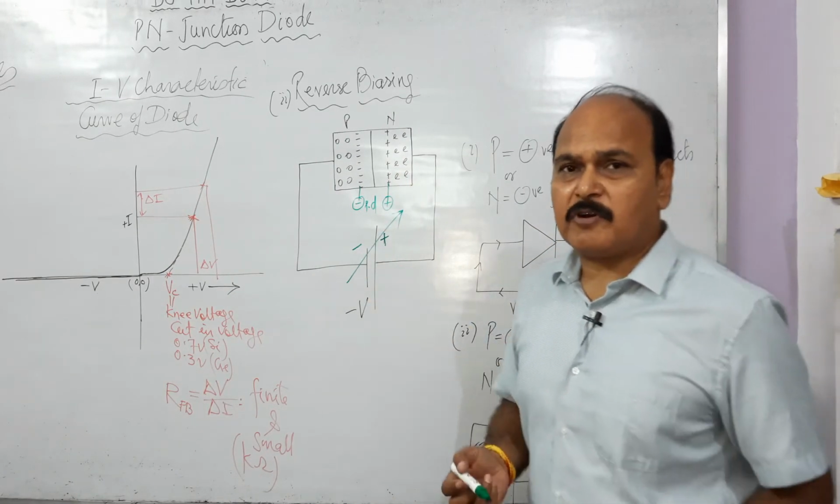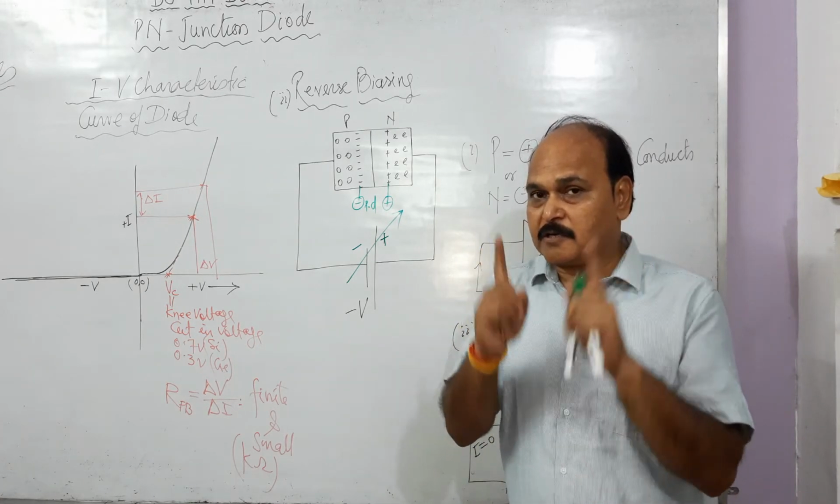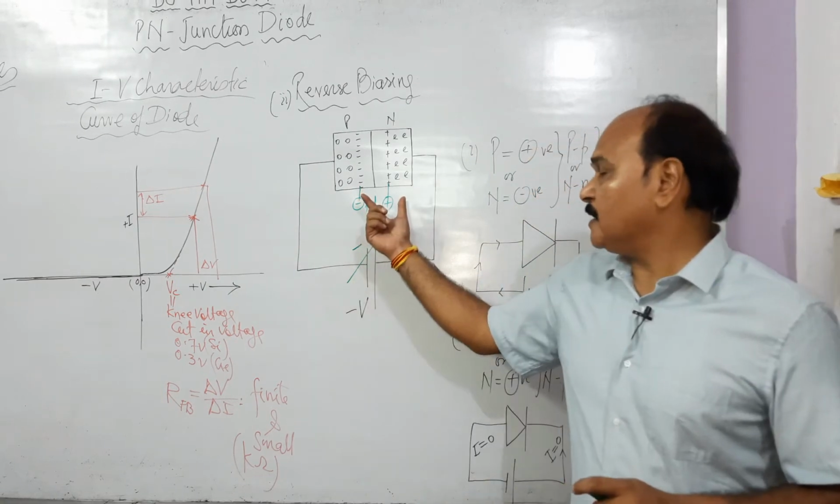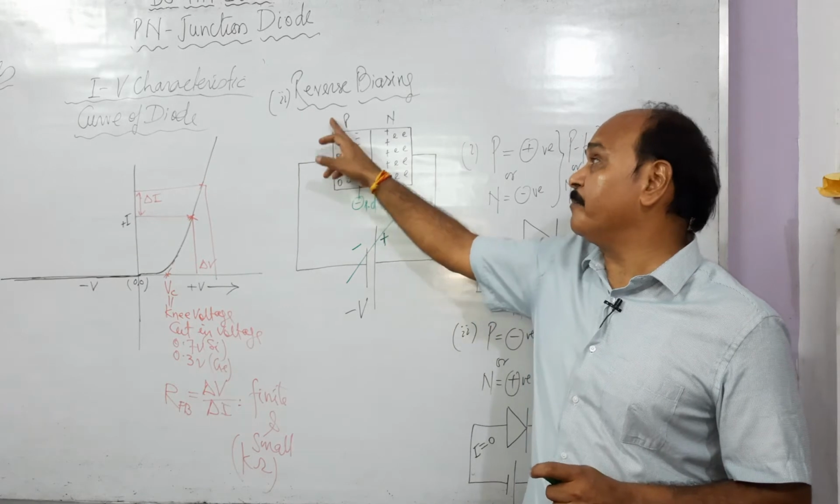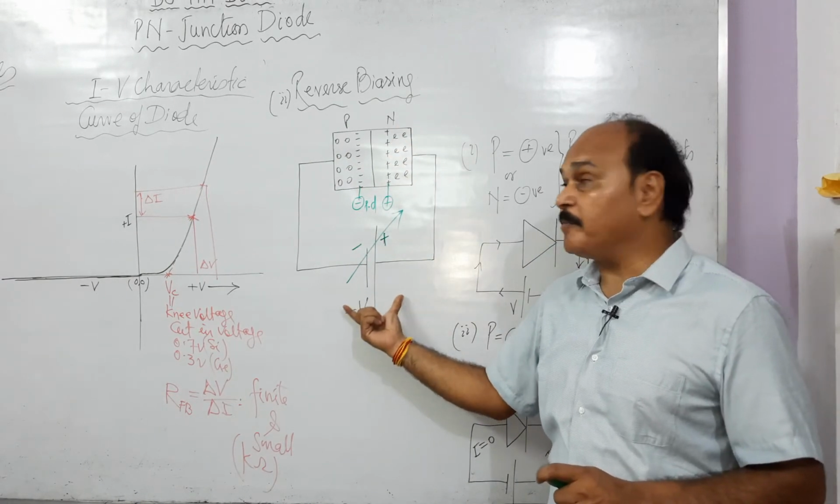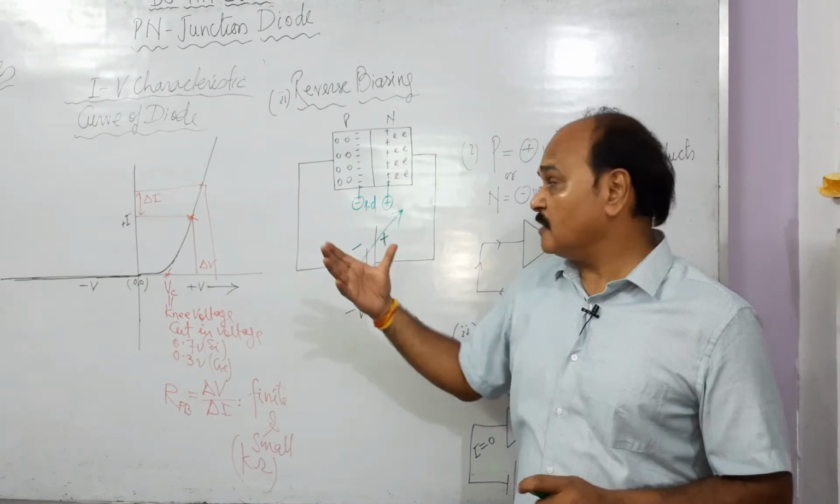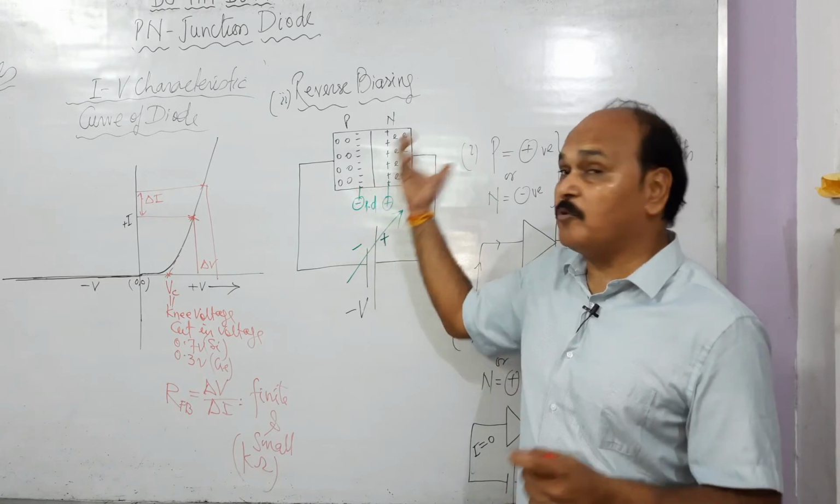What is this barrier for? This barrier is for diffusion of electrons and holes across the junction. Because of this barrier, electrons cannot move from N to P side and holes cannot move from P to N side. And this external battery is making this barrier stronger. As we increase the value of this voltage, what happens? This barrier becomes more and more stronger.